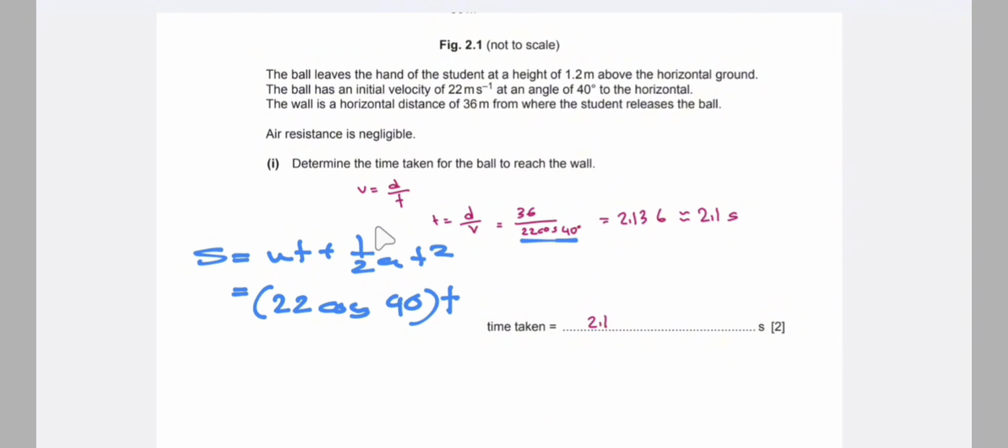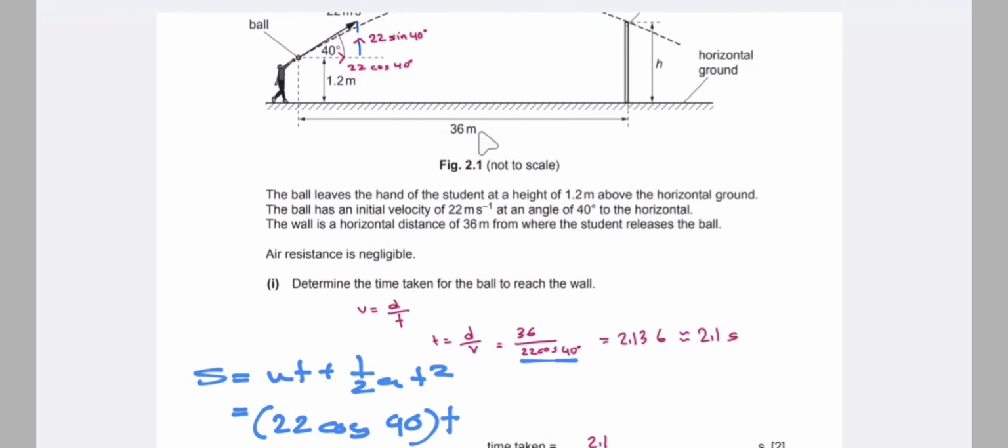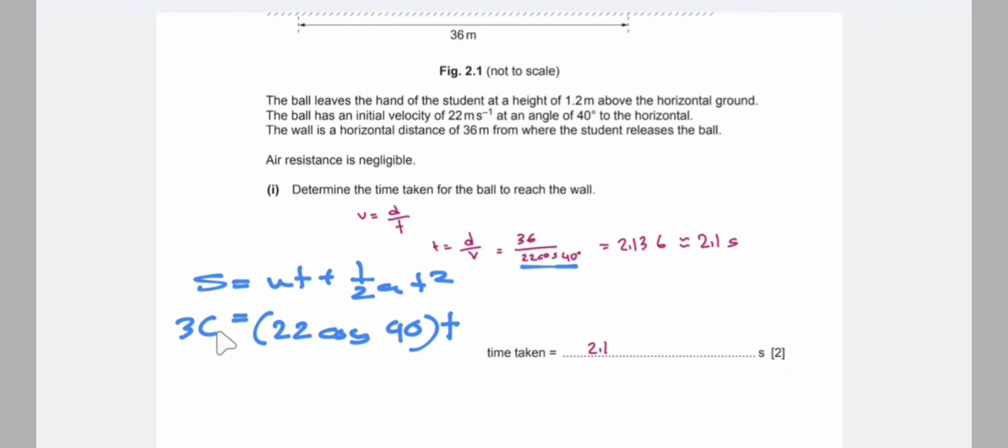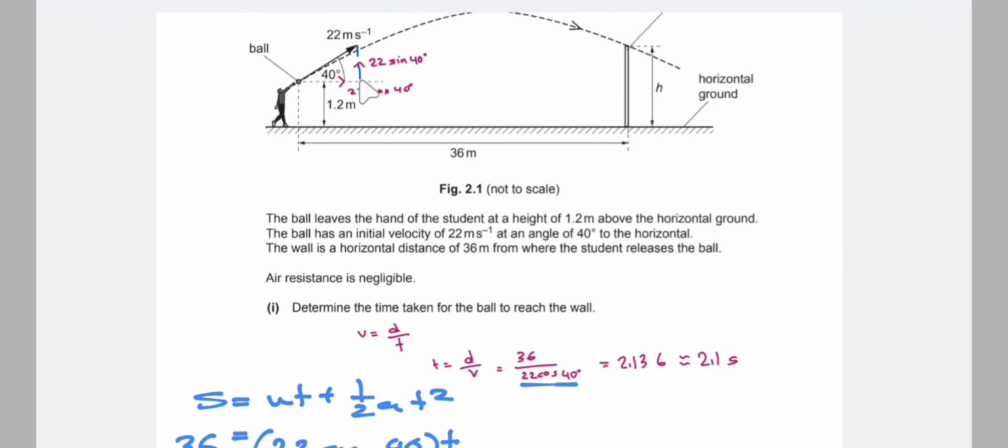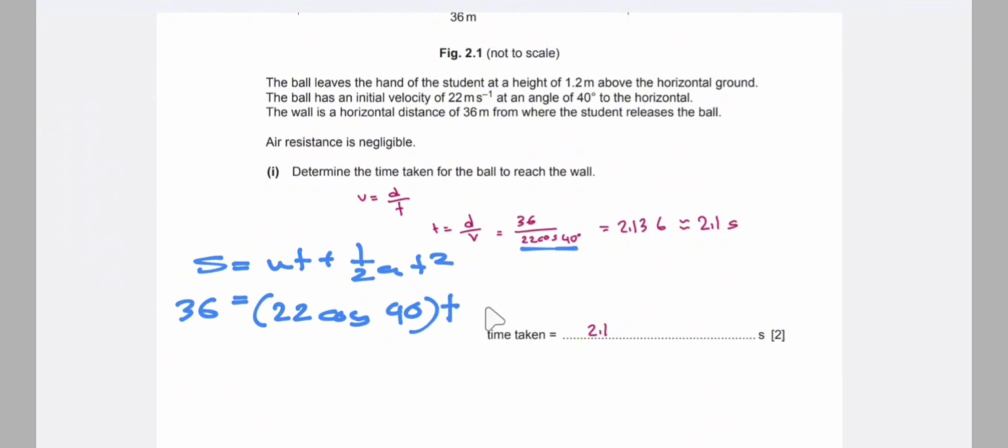So the time is t, and we have been given the value of distance, that is 36 meter. So this is 36 meter, and we have the horizontal velocity as 22 cos 40. So the distance is 22 cos 40 into time plus half at square, and here we can use this formula also, and it would give the same answer, because here acceleration is 0.